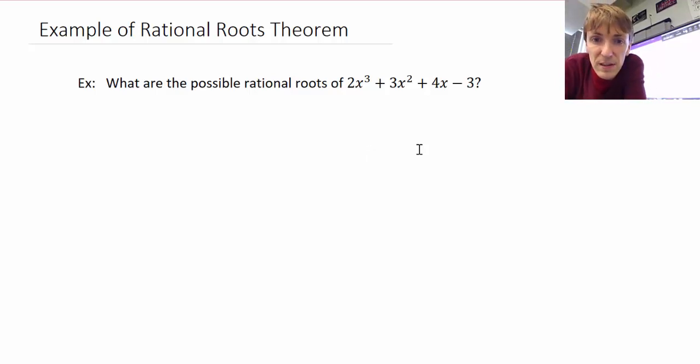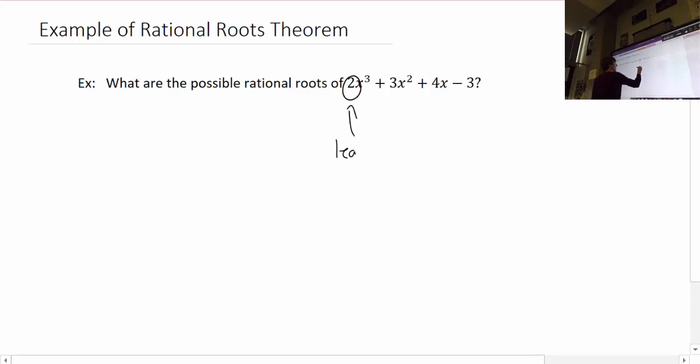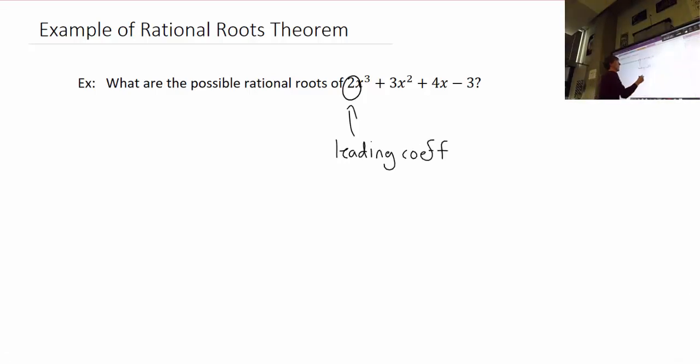Okay. So the first thing is to point out the leading coefficient and the constant term. The leading coefficient is this 2. So that's the leading coefficient. Remember my first video on polynomials where I talk about that. And then this is the constant term. And it does include the minus, although it doesn't actually affect the theorem whether there's a minus there or not.